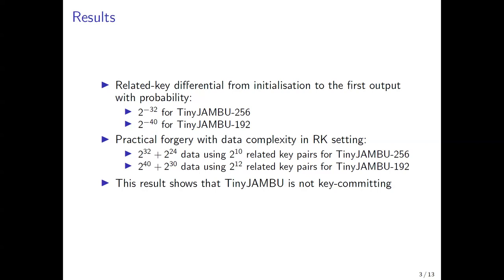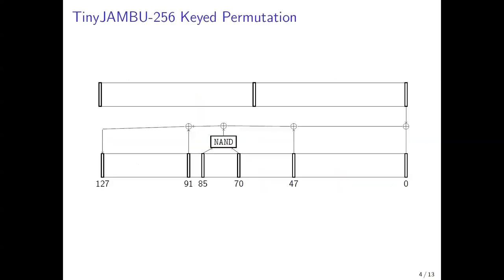I think at the last FrisiaCrypt, the key committing thing became a topic, people started looking at it, and we discussed that it wasn't key committing. So what does the permutation look like? I'll first discuss the internal permutation that we use and then we'll look at the mode, because of course it's authenticated encryption, so this permutation is used in a mode.